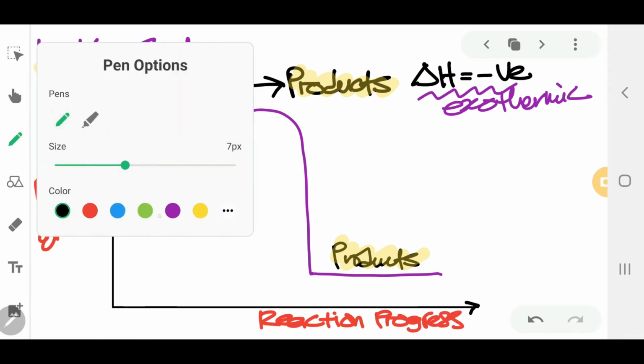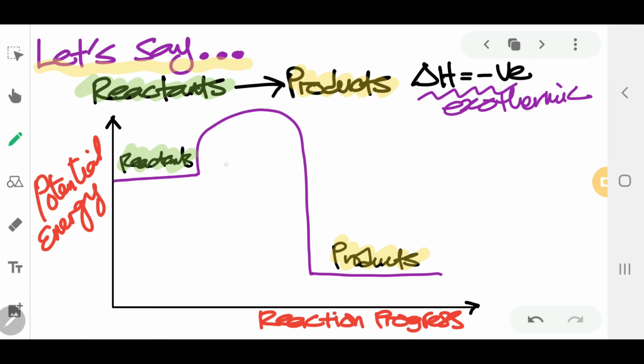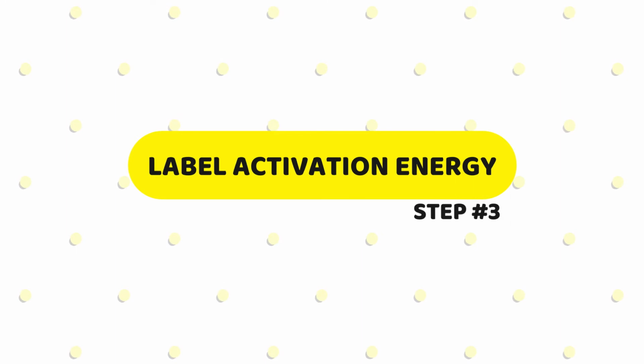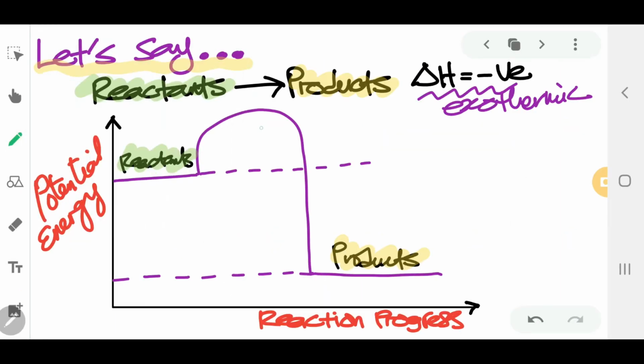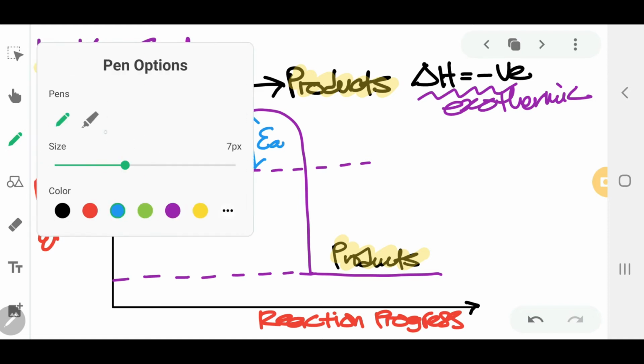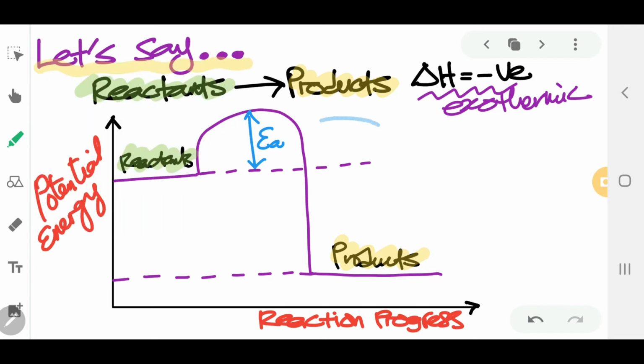Next, what you need to do is label the activation energy and the delta H on your energy profile diagram. And how do you do that? First, you need to draw a dotted line like this, and also a dotted line right here like that. The activation energy will be from the peak going down to the dotted line over here. So this is the EA, the activation energy, which should have any value of X depending on the reaction, with the unit of kilojoule.